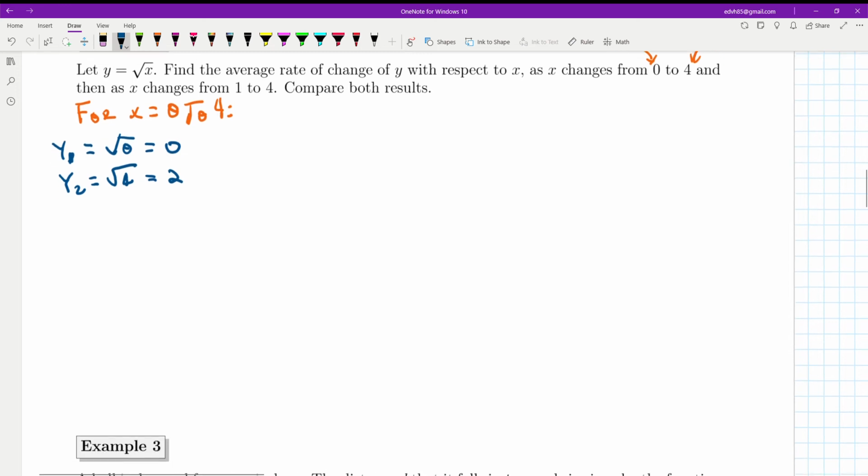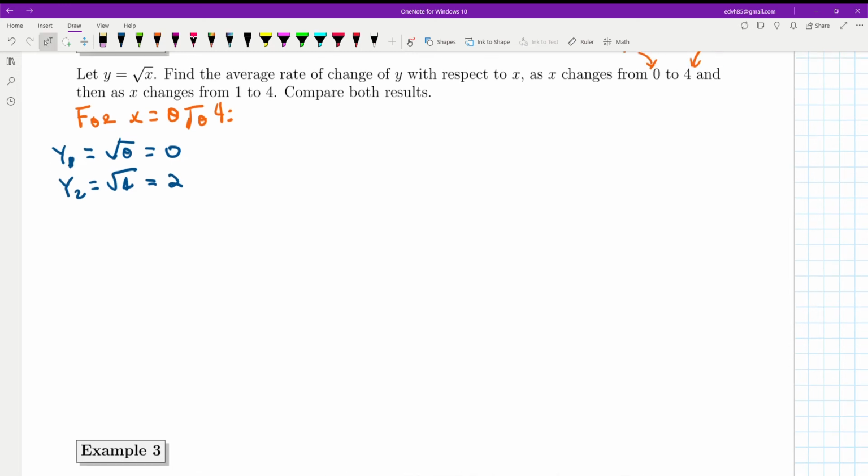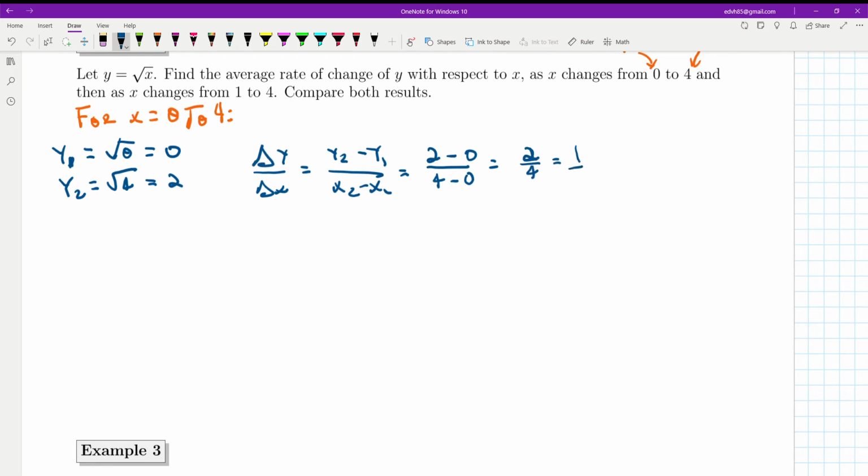So now we're good to go and compute delta y over delta x. Again, that's y2 minus y1 over x2 minus x1, where y2 is 2, y1 is 0, x2 is 4, x1 is 0. This reduces to 2 over 4, which reduces to 1/2. So that's the average rate of change of y with respect to x as x changes from 0 to 4.